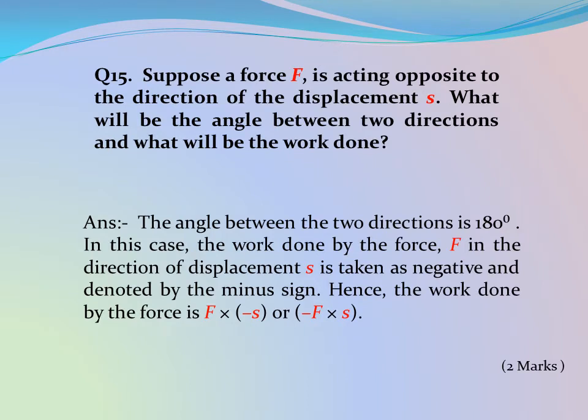Question number 15. Suppose a force F is acting opposite to the direction of the displacement S. What will be the angle between two directions and what will be the work done? Answer: the angle between the two directions is 180 degree. In this case, the work done by the force F in the direction of displacement S is taken as negative and denoted by the minus sign. Hence, the work done by the force is F into minus S or minus F into S.